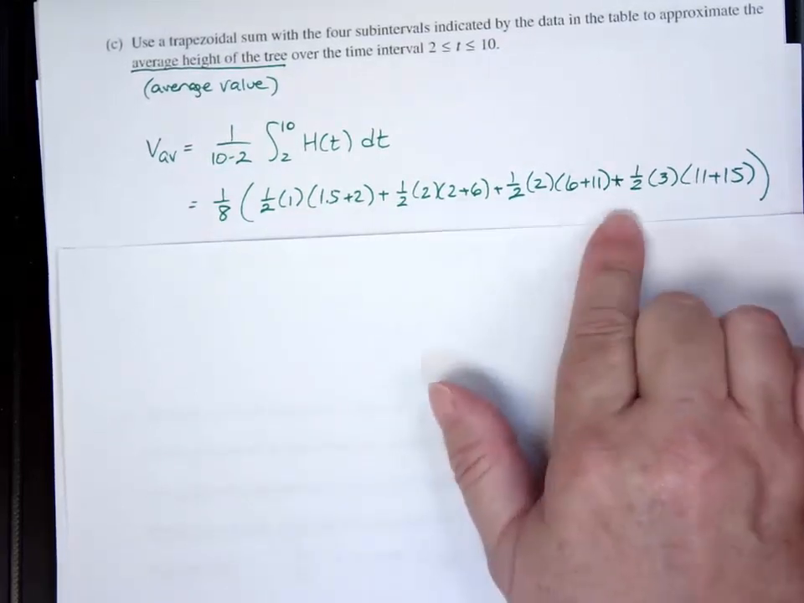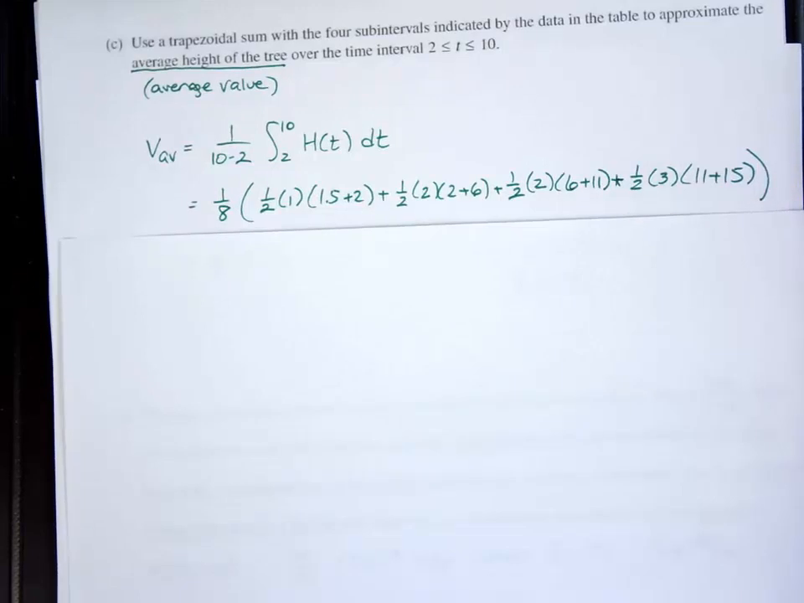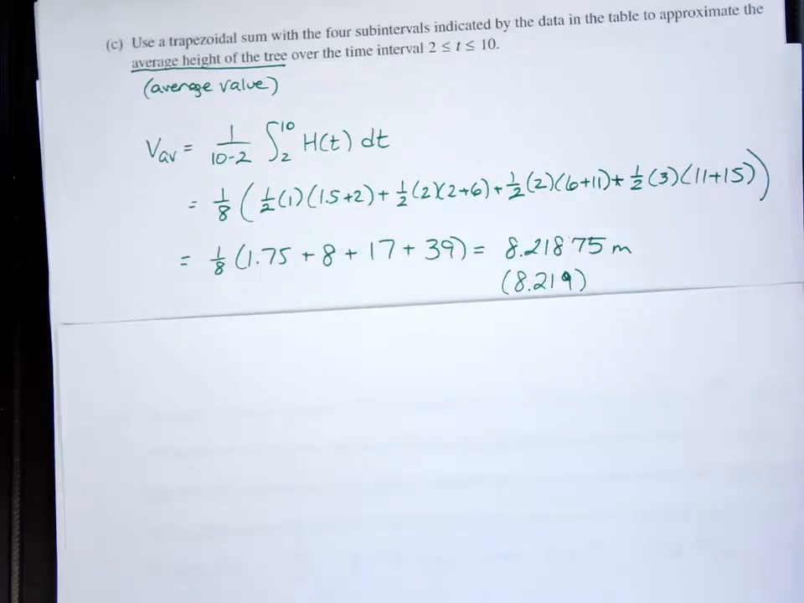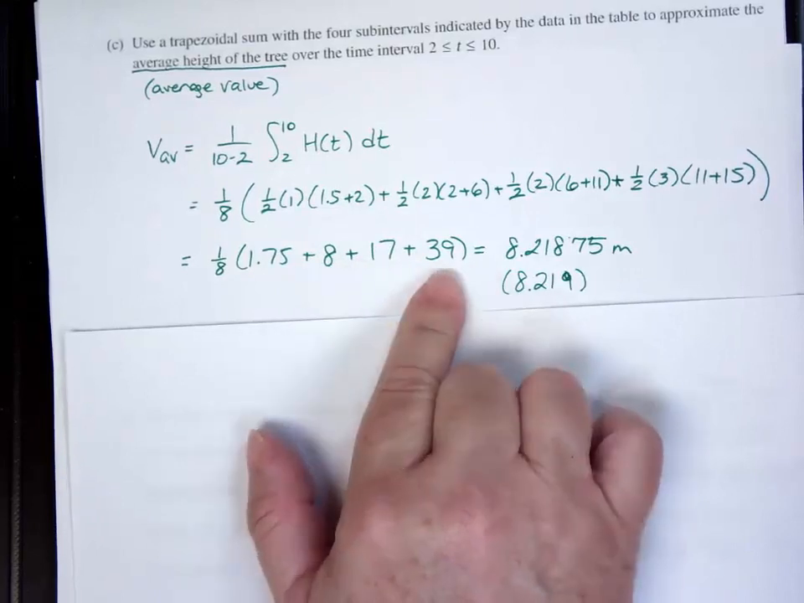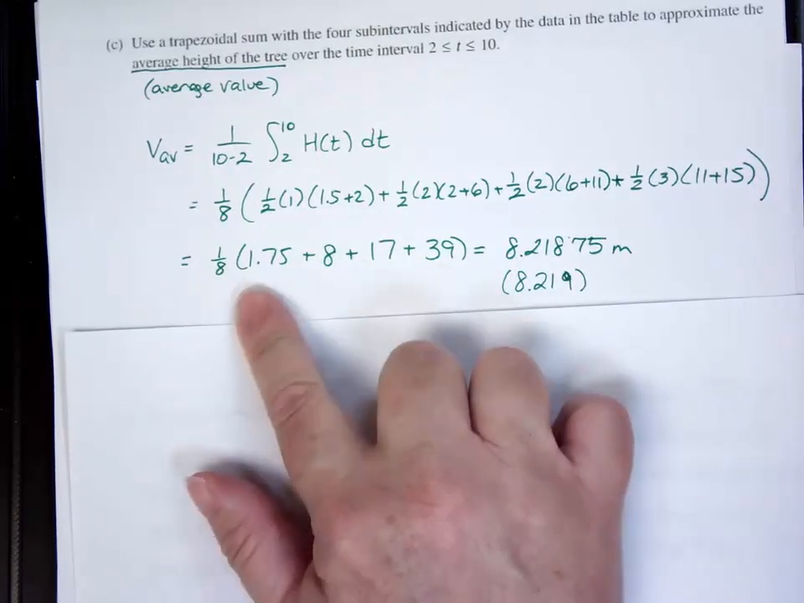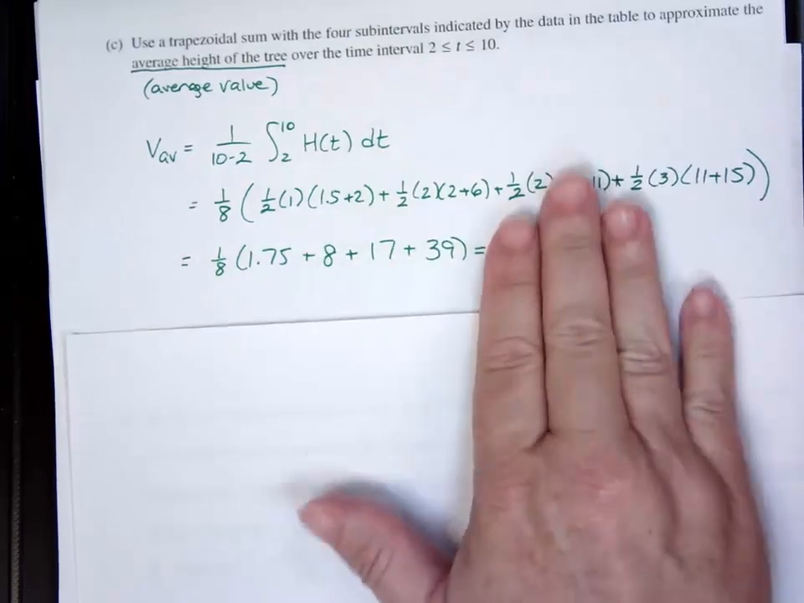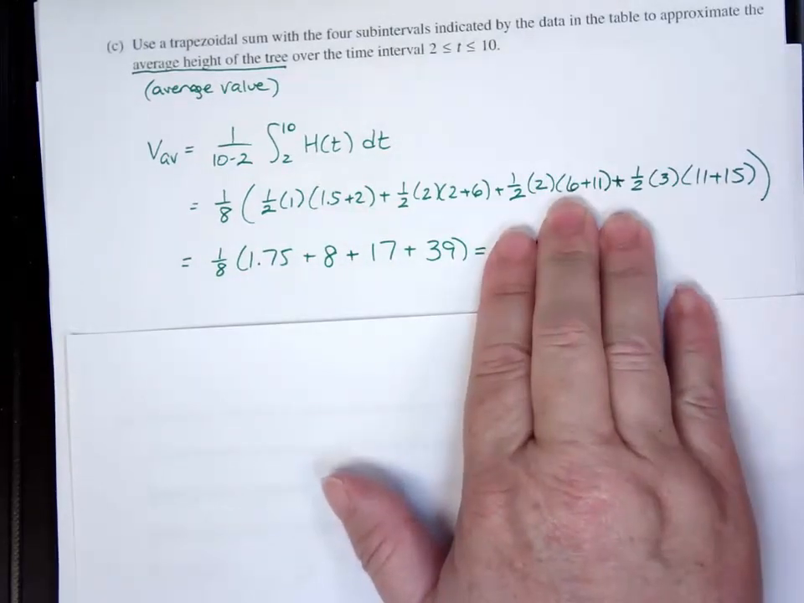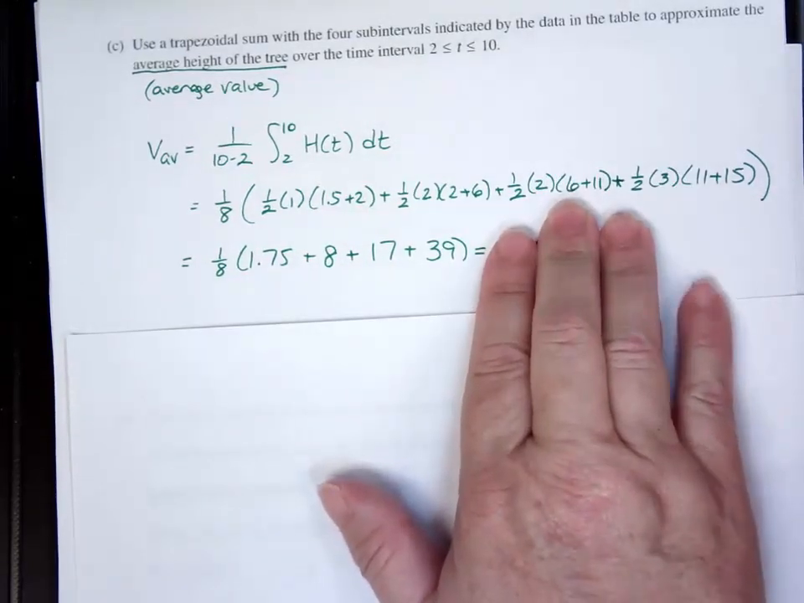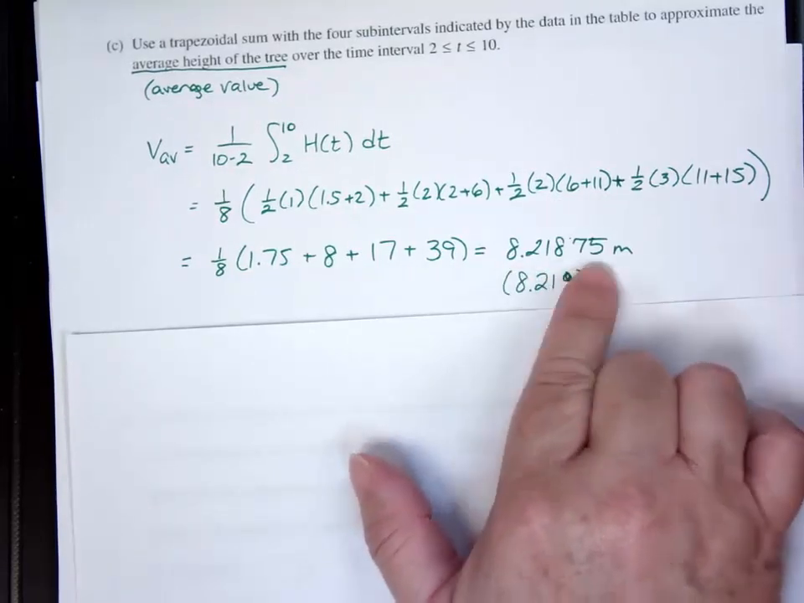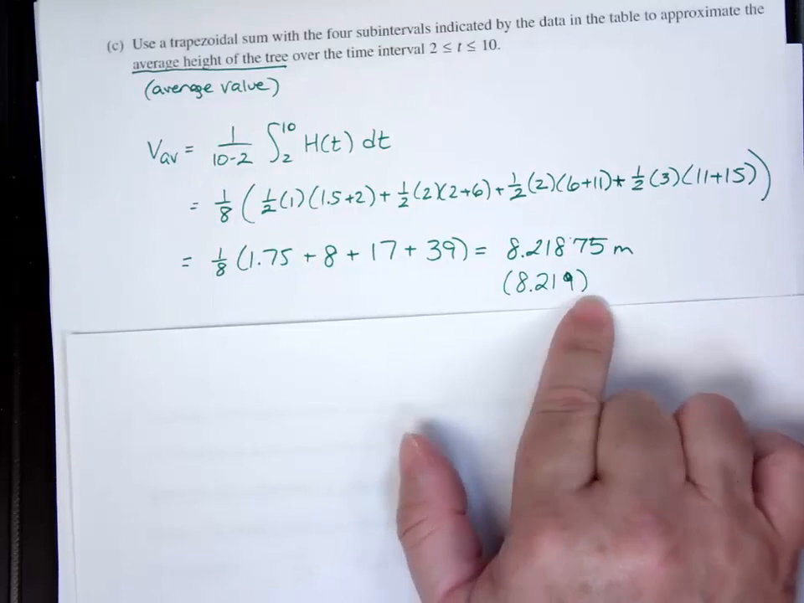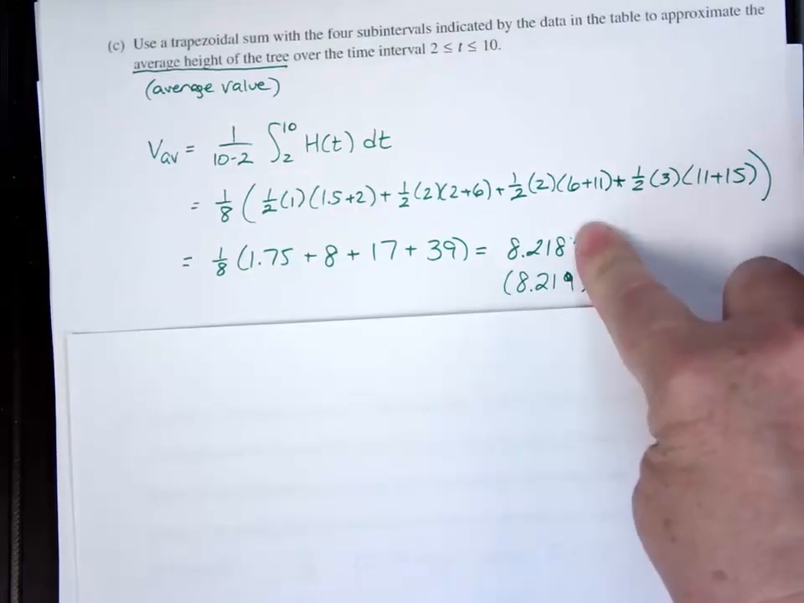You could stop right there if you wanted to, but it's a lot nicer to clean it up. So if you clean it up here, you get these values for each of the trapezoids, and then divide by 8, and that's a lot of math. I would stop right there if anything else, because you don't have a calculator at this point. That's a legitimate answer, but if you go on, you get 8.21875 is what it exactly comes out to be. So you can do either 8.218 or 8.219.